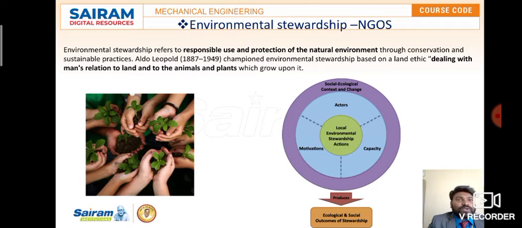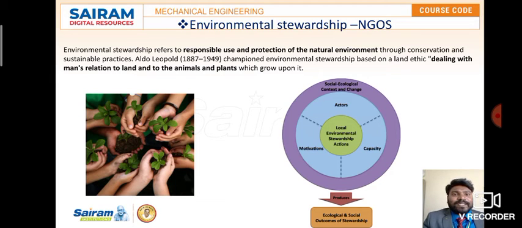Now let's move on to environmental stewardship, which is the NGOs. The main thing is that, first and foremost, there is a responsible person. The founder is none other than Aldo Leopold.